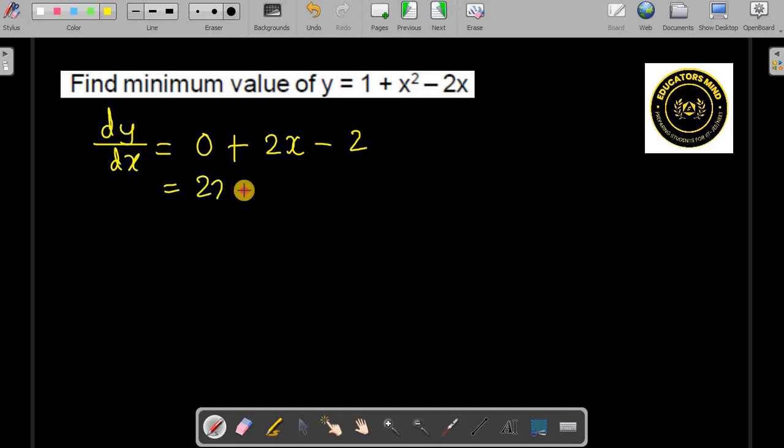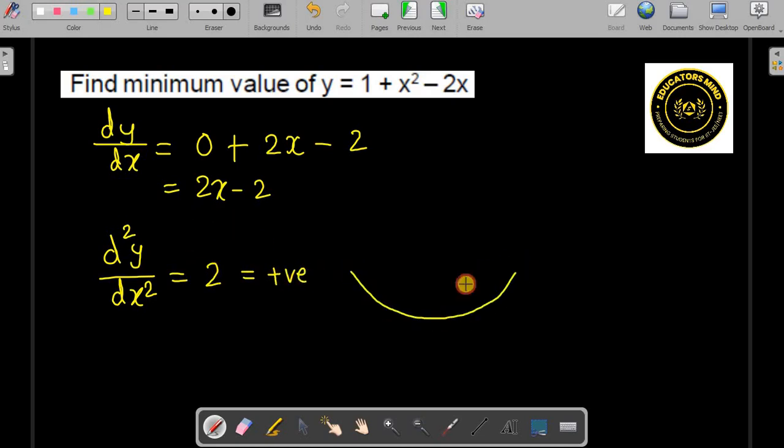That is 2x minus 2. If you want, you can do double differentiation, d squared y by dx squared. That 2 will come, x differentiation is 1, and 2 differentiation is 0. Now double differentiation is positive. I hope you understand what it means when double differentiation is positive. The shape of the graph will be like this.